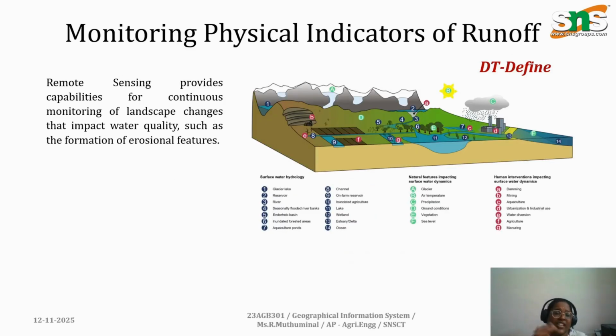The next condition we have to take into consideration to avoid those problems is monitoring physical indicators of runoff. As we all know, remote sensing provides capabilities for continuous monitoring of landscape changes that impact water quality, such as the formation of erosional features. A significant physical indicator of erosion visible through imagery is the formation of erosion gullies. These gullies are small drainage features, 1 meter wide and 100 meters long, that result when rainfall runoff of unconsolidated material cannot adequately percolate into the ground. So this is how the gully plays a major role here.